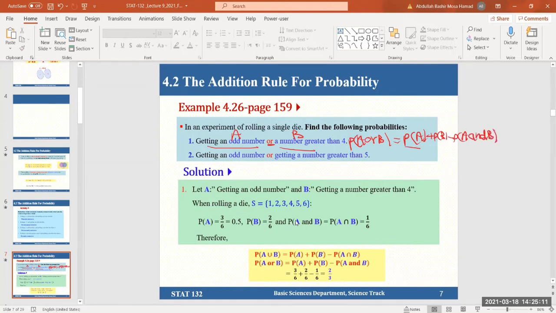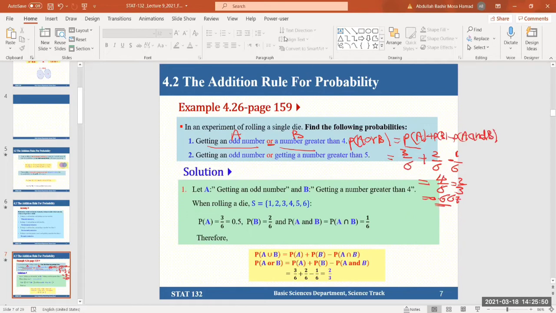P of A: A is an odd number. Odd number is 3/6, right? Plus P of B: greater than 4 is 2/6, which is 5 and 6. So minus the intersection. A number that is odd and greater than 4 is 5, so it's 1/6. So it is 4/6, right? 4/6 is 2/3, which is 0.667. This is about the first question.